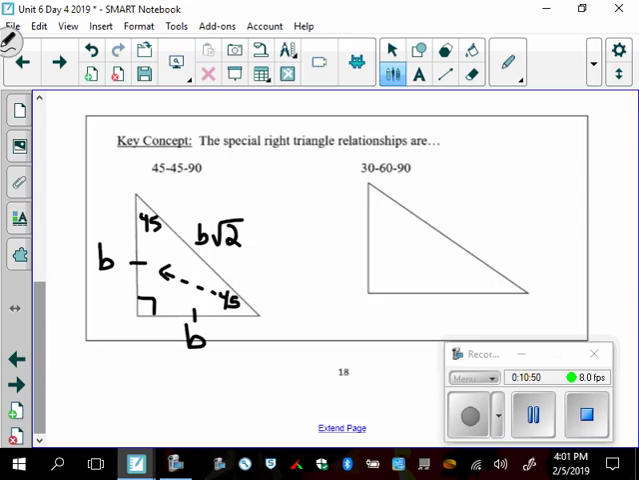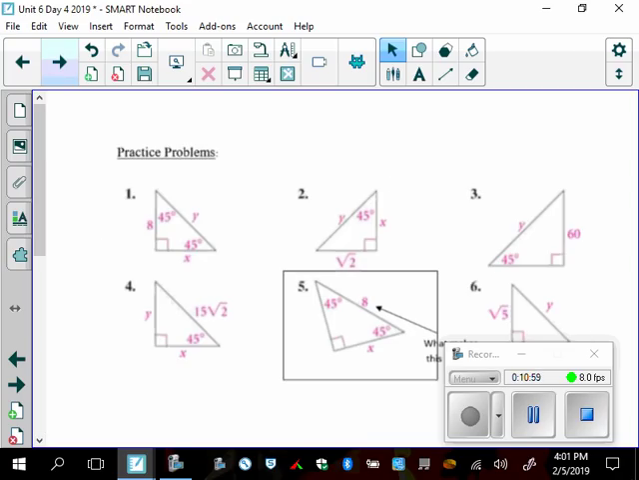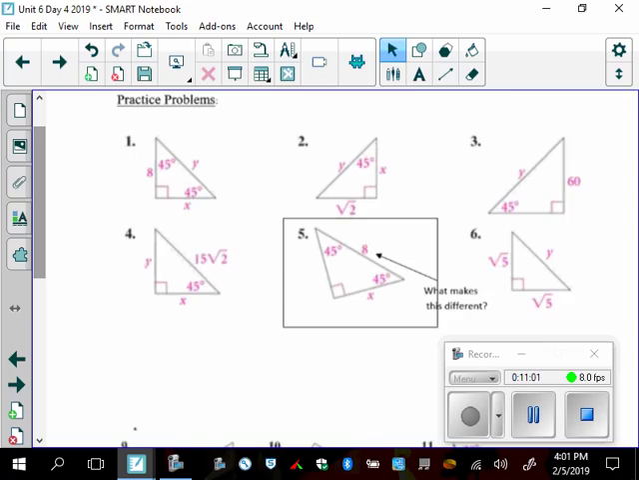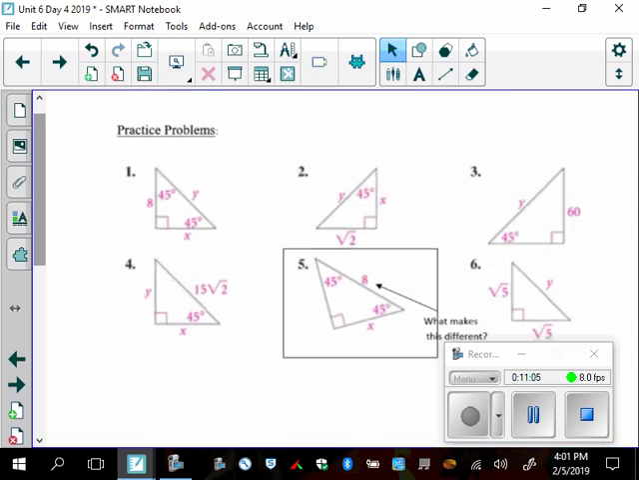I know, pretty crazy. Okay. The other one I'd like to investigate is 30, 60, 90. But before we do that, I'd like to try some practice problems. So now I'm on page 19. And listen, you could do some of these with Pythagorean theorem. You could do some of these with SOHCAHTOA.